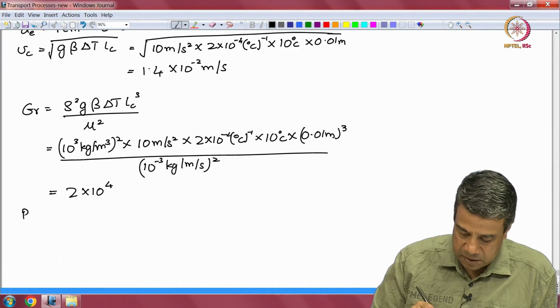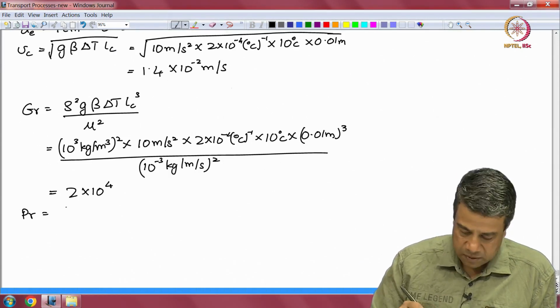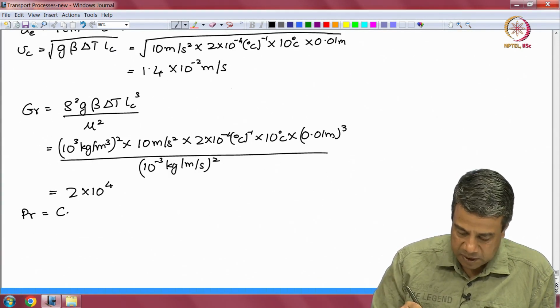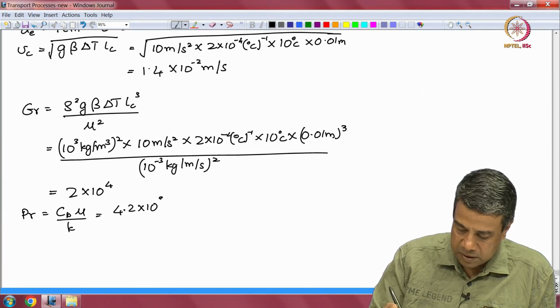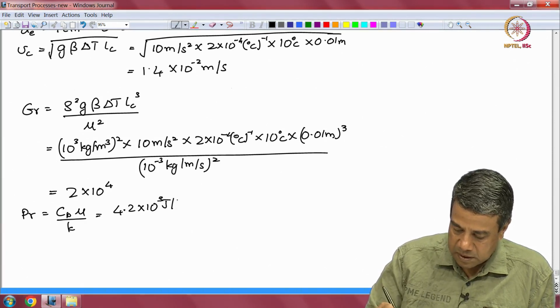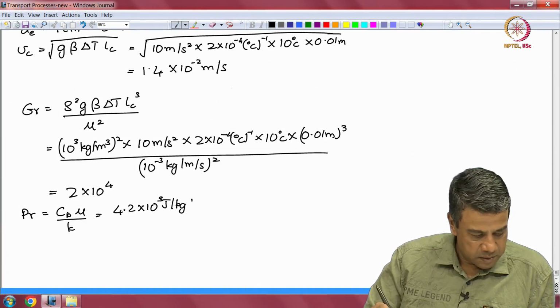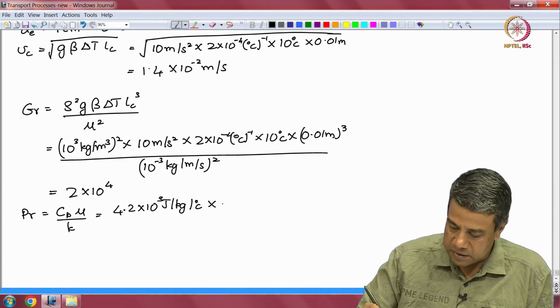The Prandtl number is equal to Cp mu by k, which is equal to 4.2 into 10 power 3 joules per kg per degree centigrade, into the viscosity, which is 10 power minus 3.